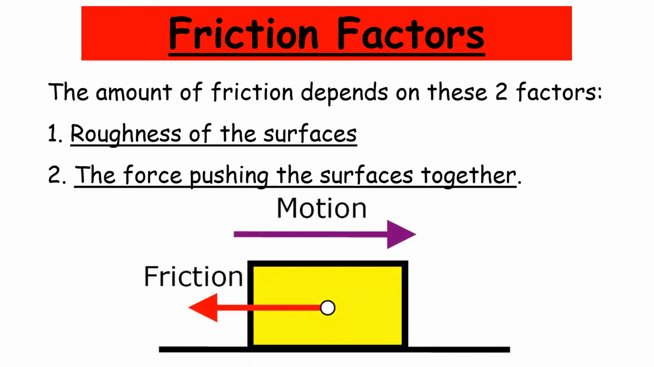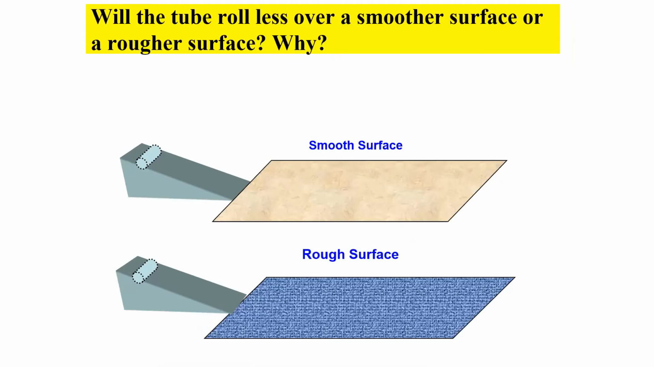Look at the picture. When you push the box, the friction is on the left side, and when you move, the force is on the right side. For example, look at the picture. Will the tube roll less over a smoother surface or a rougher surface? What is your answer? Again, will the tube roll less over a smoother surface or a rougher surface?